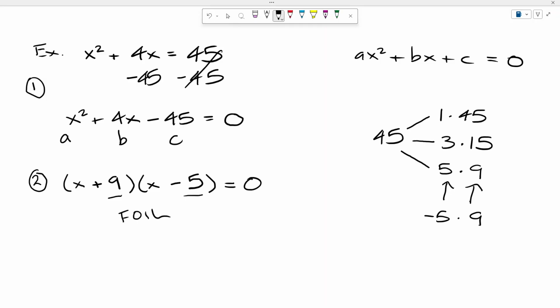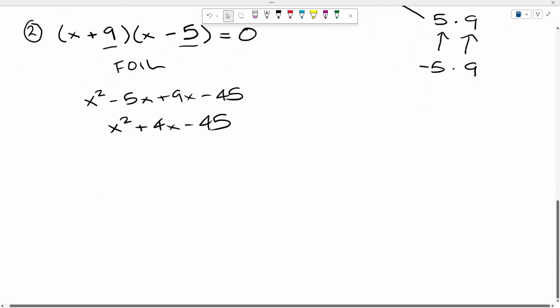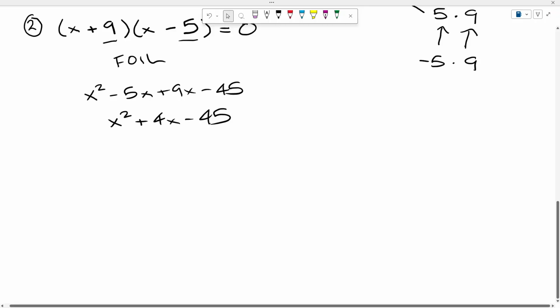So if we FOIL this, we'd get x squared minus 5x plus 9x, and then minus 45. When we combine those like terms, negative 5 plus 9 gets us to positive 4. So it looks like that will definitely work. These are going to be our factors: x plus 9, x minus 5. So let's proceed from there. We've got this thing factored now.